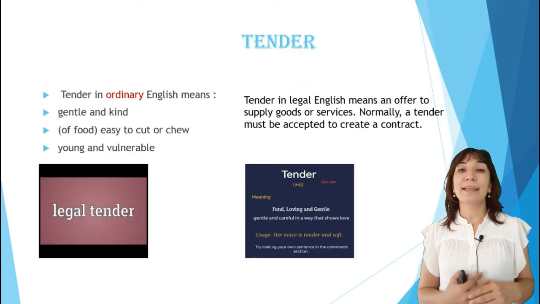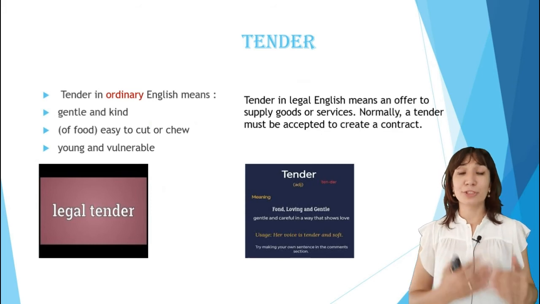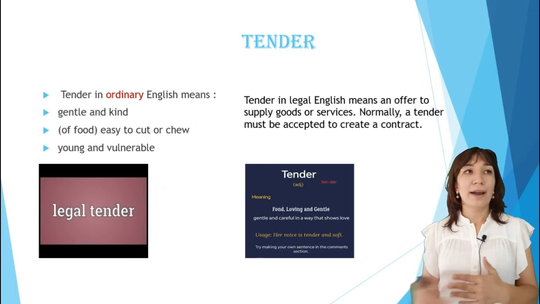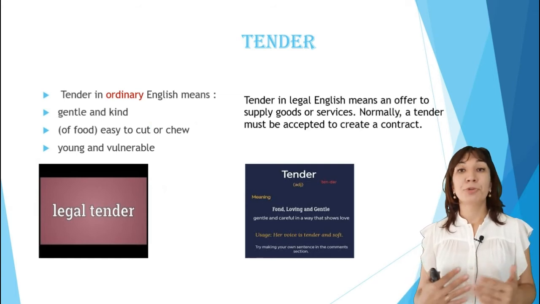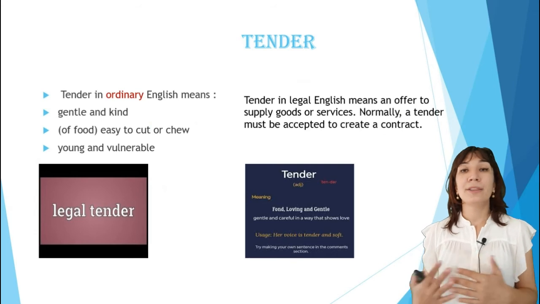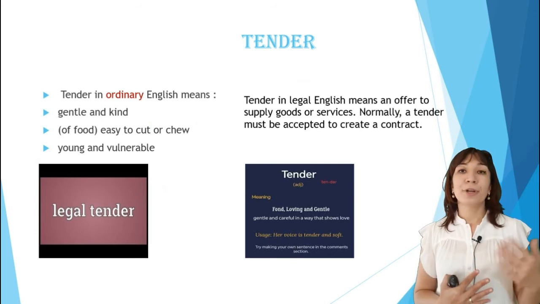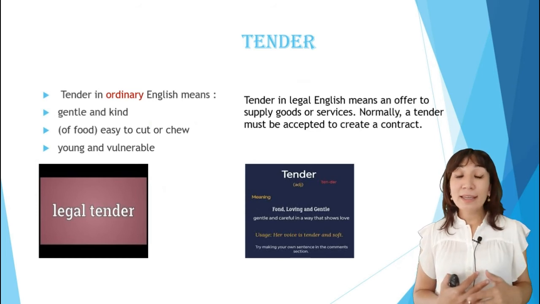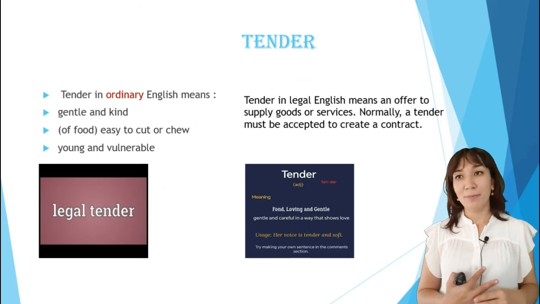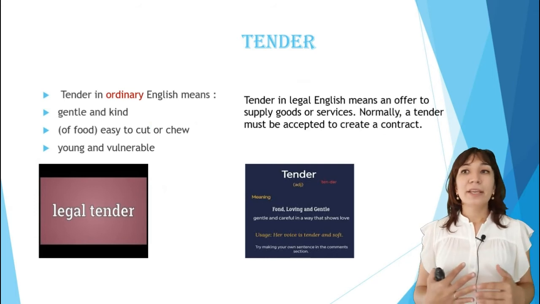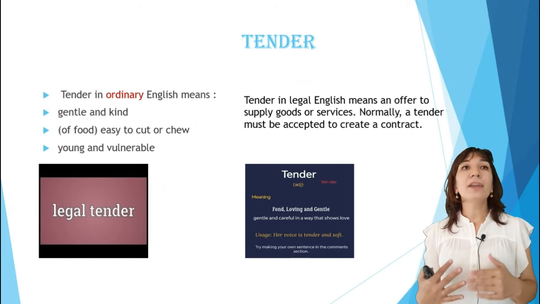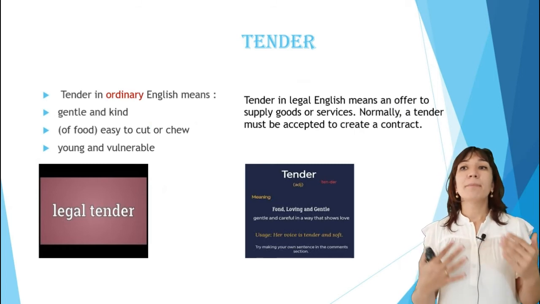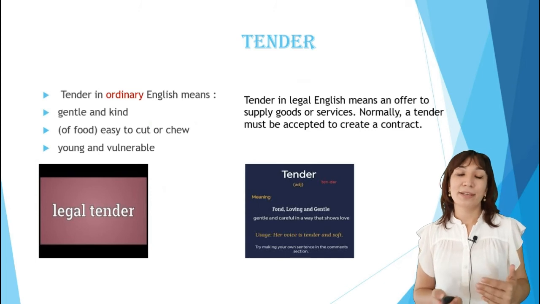Next word is tender. Again, in ordinary English, we can get the meaning. It is gentle and kind. If we use this word for food, it means easy to cut or chew. And for describing people, young and vulnerable. But again, in legal English, another meaning. Tender in legal English means an offer to supply goods or services. Normally, a tender must be accepted to create a contract.